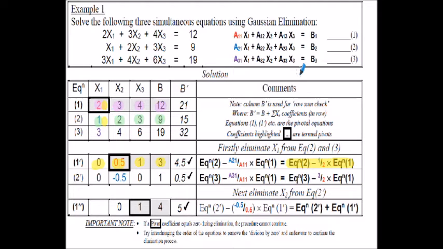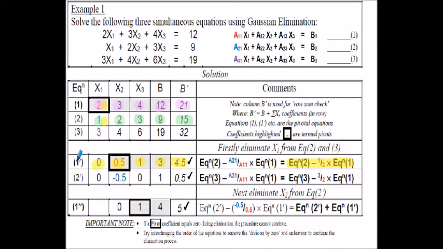Now consider the row sum check, the B dash column. In equation 2, that's 15, and we're going to subtract from that a half of 21, so half of 21 is 10.5. So 15 subtract 10.5 gives us a value of 4.5.